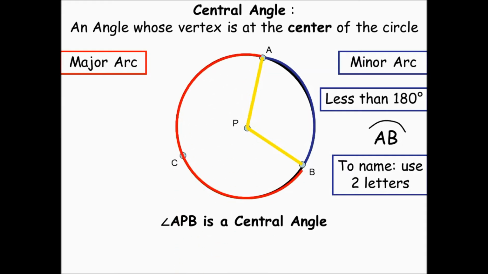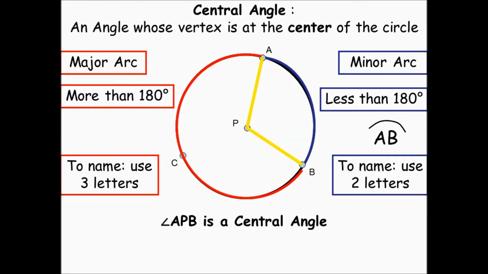A major arc measures more than 180 degrees. You use three letters to name the major arc. And for this picture, a major arc would be arc ACB.